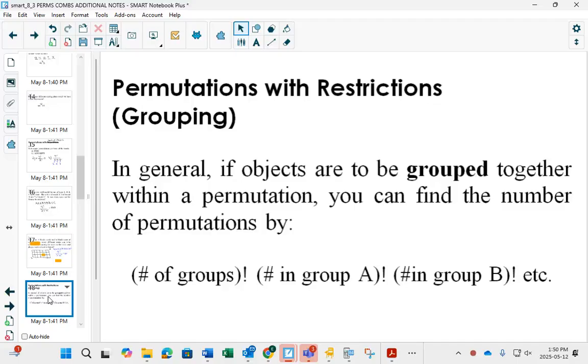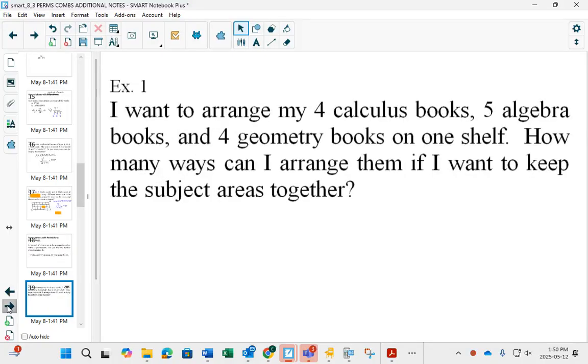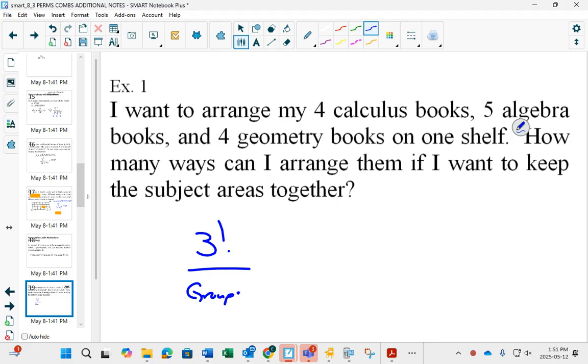So this becomes a grouping strategy, and the strategy for the grouping strategy is you count how many groups you have and do the number of groups factorial first. Then you arrange each group. So here's the example I have. Let's pretend I'm arranging math books on a shelf. Seems plausible, okay? But I want to keep my calculus books together, I want to keep my algebra books together, and I want to keep my geometry books together. So how many ways can I arrange them? Well, my first decision is how many groups do I have? 3 factorial.